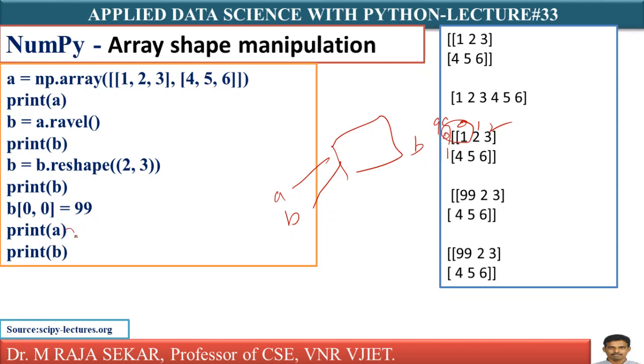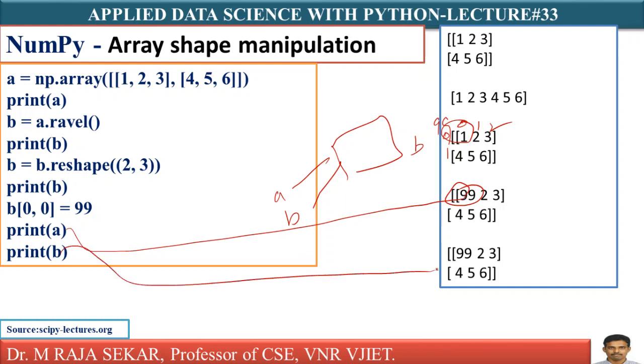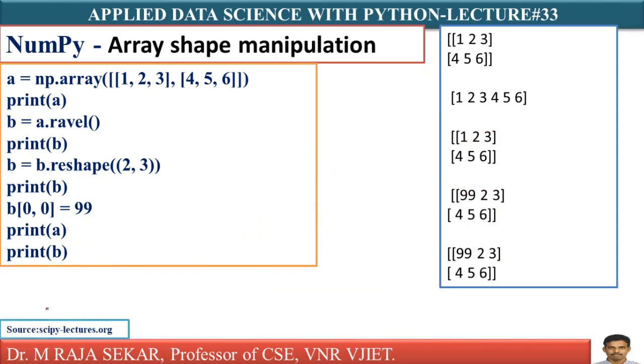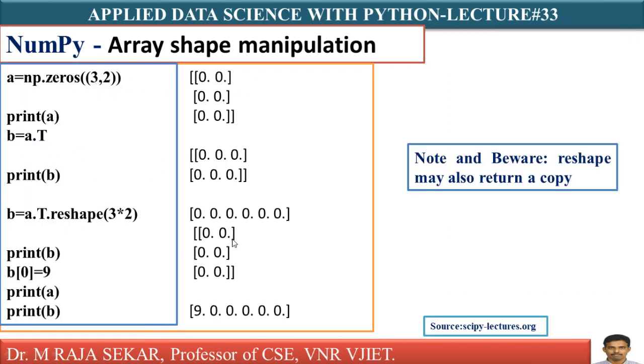That you can realize. Just print A. In this place you are getting 99. Print B. Here also you are getting 99. What is the reason? All the elements are stored in the same memory location, but they are referred to by two different variable names. Therefore, if you change in A, that will be reflected back in B. If you change in B, that will be reflected back in A. But just understand this example, just carefully go through. Note, beware, reshape may also return a copy.